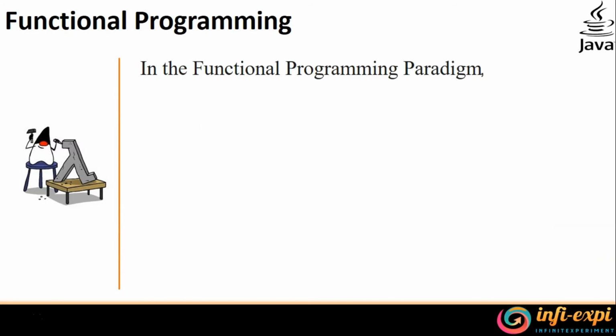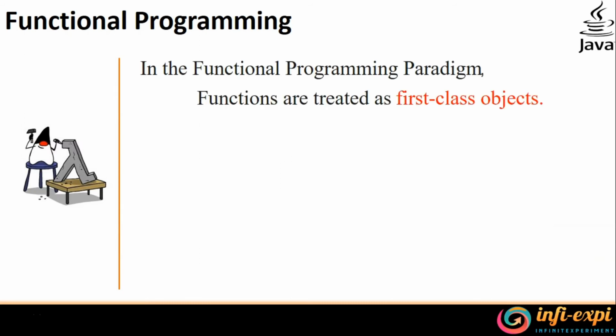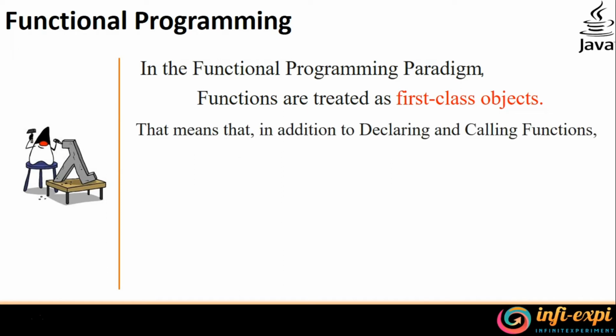Now, in functional programming, functions are treated as first class objects. What do I mean by first class object? The first class object means the very first object that you will see in functional programming is none other than the function itself. Everything you see there is a function. So functions are treated as first class objects.